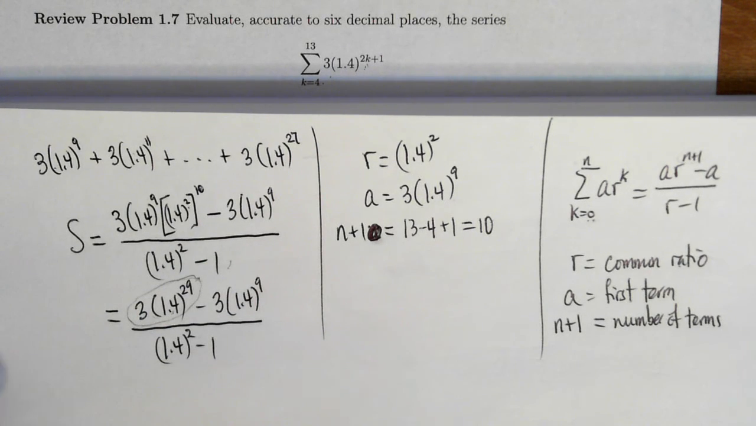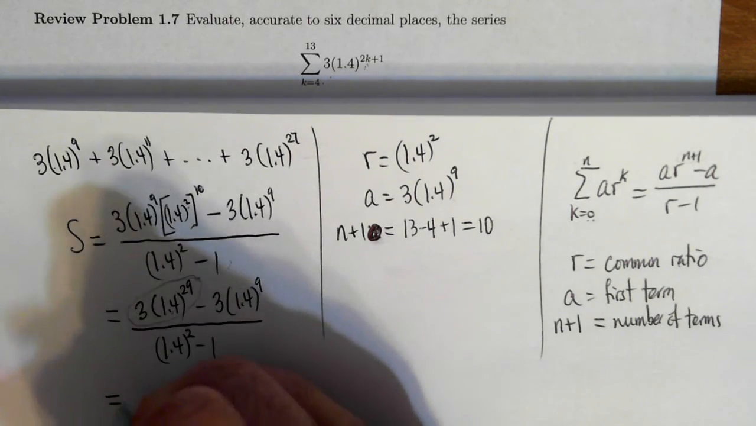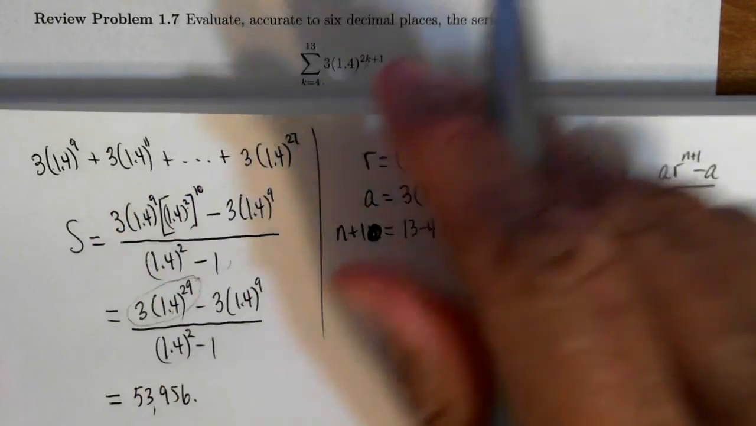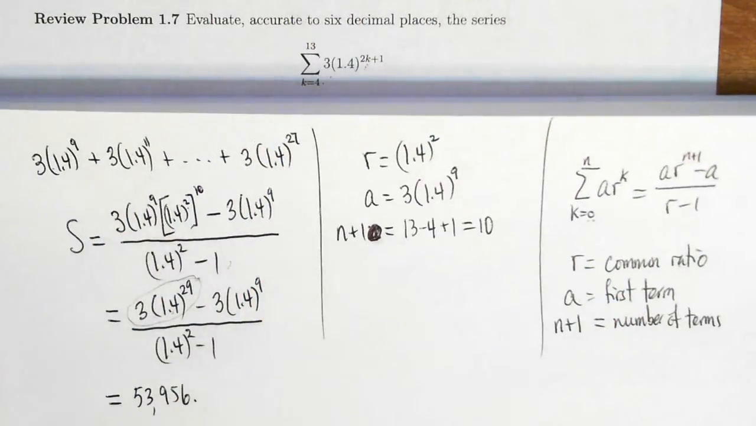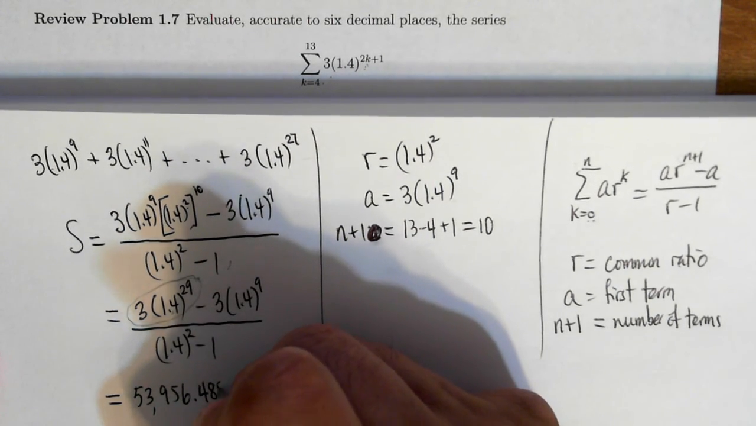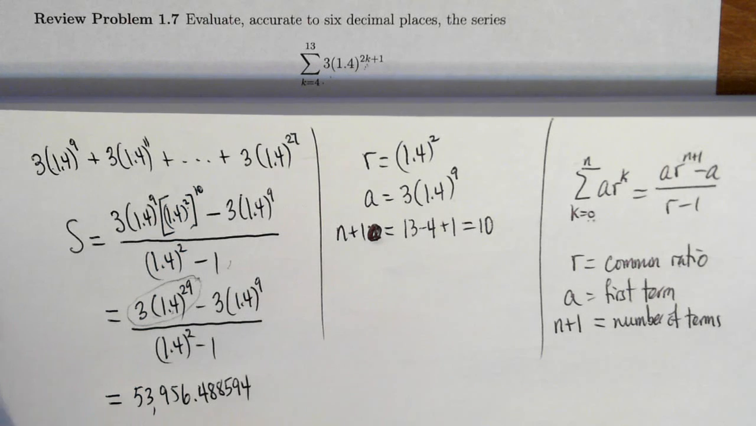Alright, then it's just a matter of plugging into a calculator, and I did this ahead of time, and on my calculator I got 53,956. Now the question asks for 6 decimal places. Your calculator may not give 6 decimal places, and that's okay if your calculator doesn't. I'll make sure that on the test I give you a problem that you can do on a standard 10-digit calculator. But there's the answer to 6 decimal places.